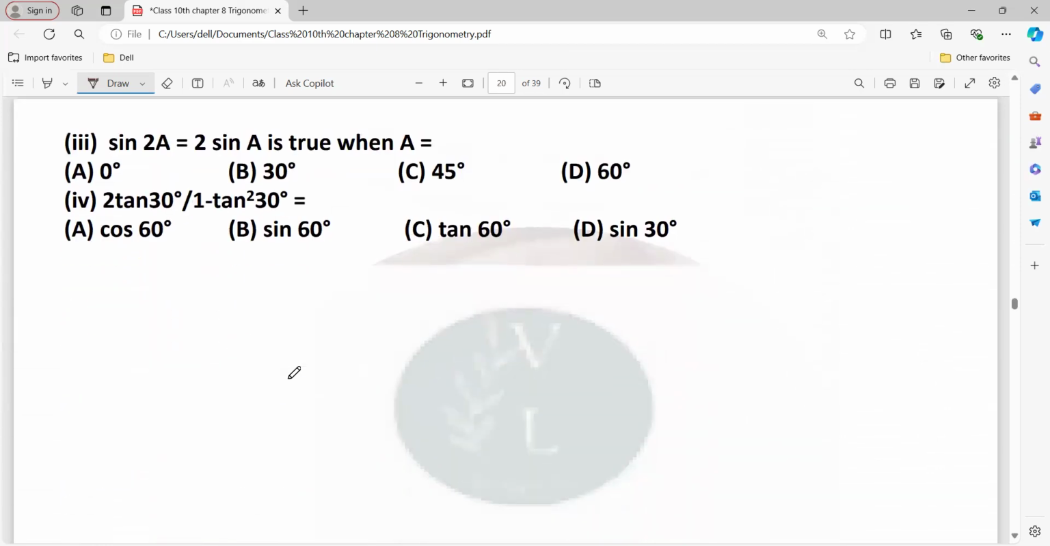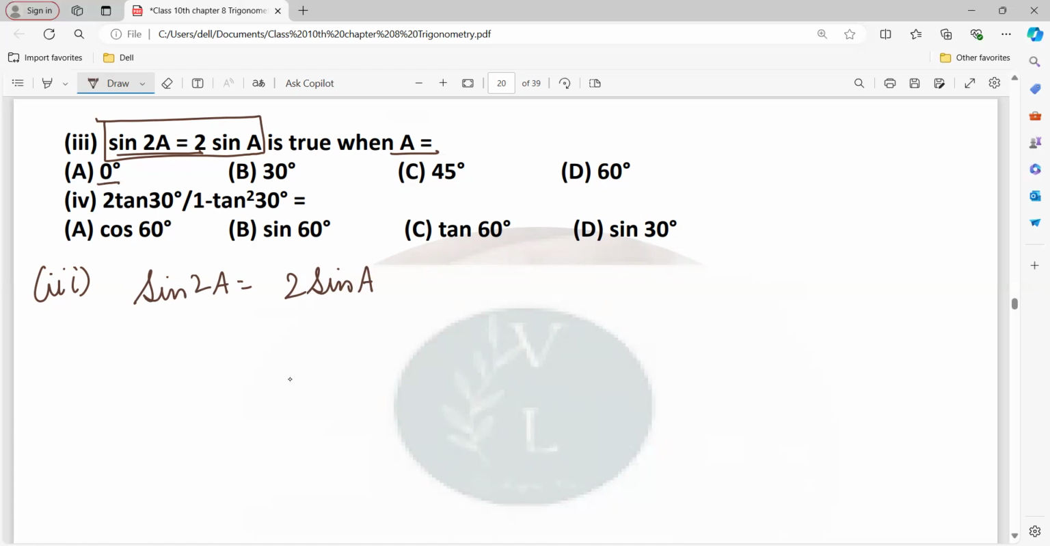Wonderful. Now the third part we have is: sine 2A is equal to 2 sine A is true when A is equal to. So herein we need to check the different values of A, for which value of A this relation will be satisfied. We have the relation sine 2A is equal to 2 times sine A. Let's take the first value of A, A is equal to 0.